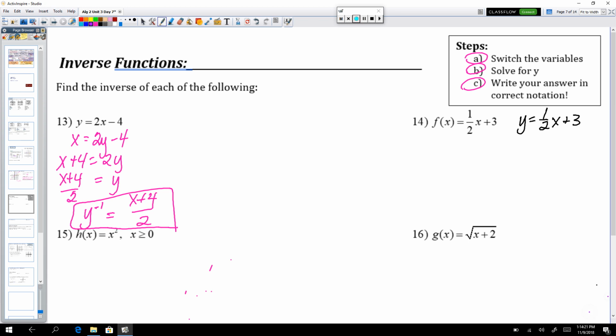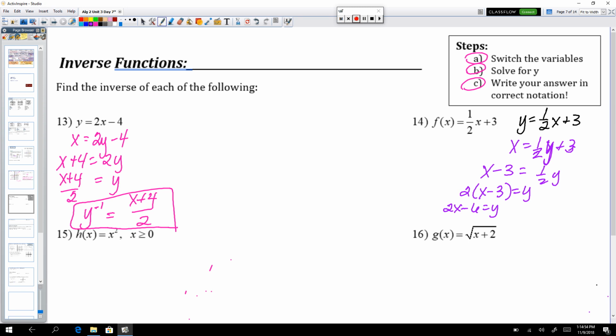So let's do step A, swap x and y. And then we'll solve for y. Subtract 3 from both sides. Multiply both sides by 2. We'll clean this up a little bit. Y is now by itself. We've solved for y.